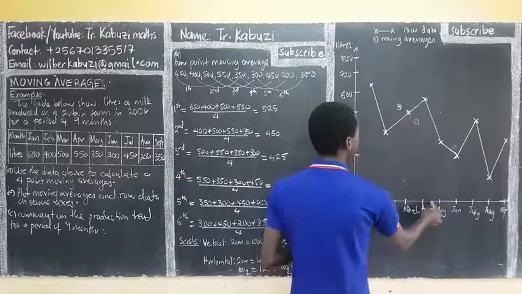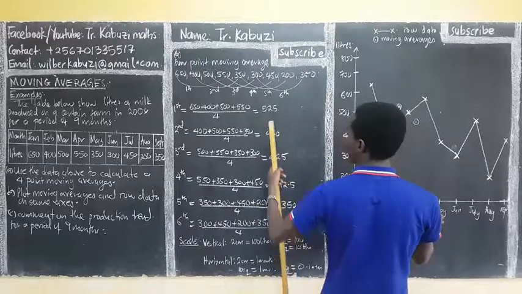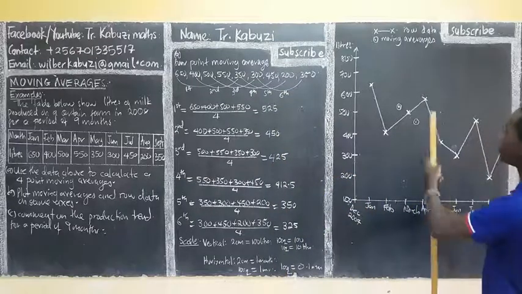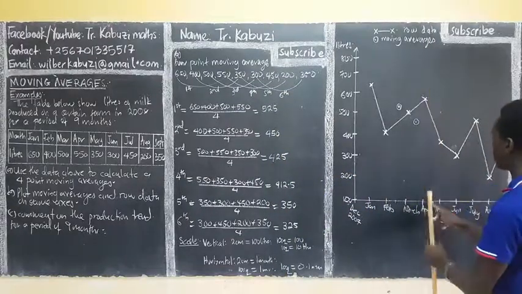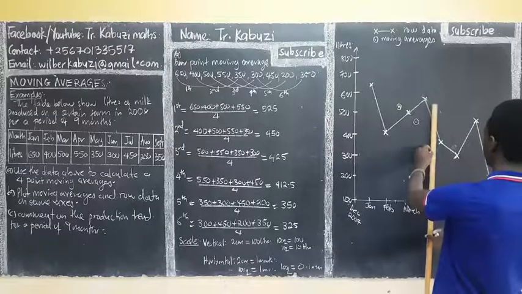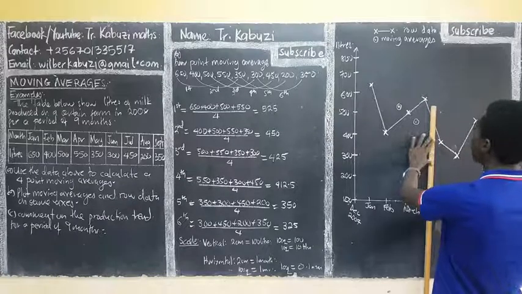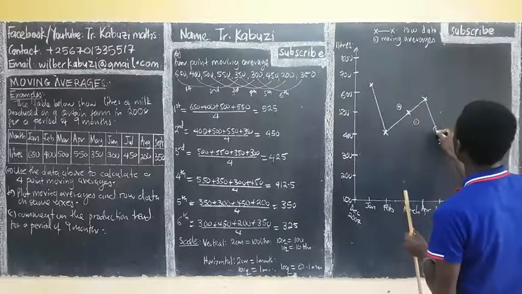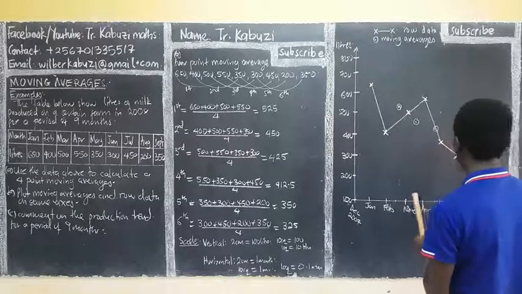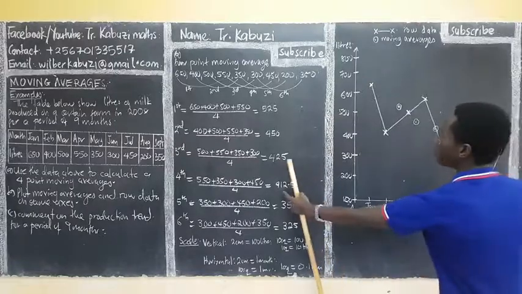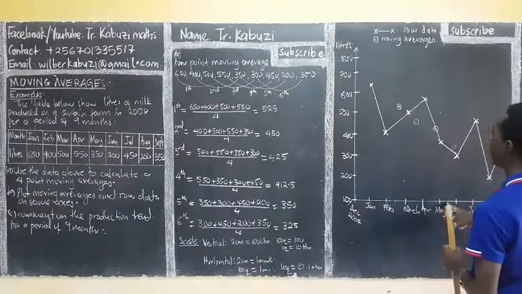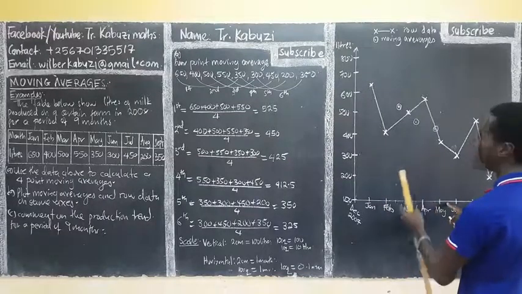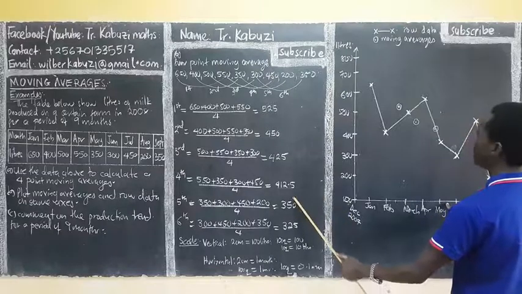Then the next middle part is going to be 425. It means that if this is 450, then 425 is going to be half of this. So it's here. Then we put our sum. Then the next middle part is 412. Then the next middle part is going to be 350.